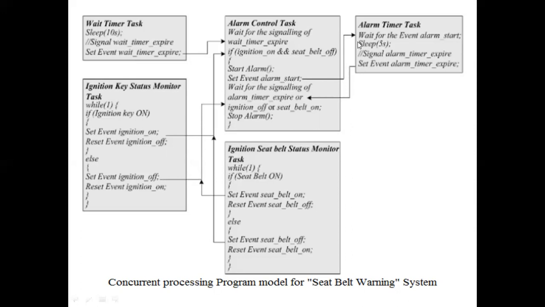Then the alarm timer task waits for the event alarm start, waits for 5 seconds, and after that returns the alarm timer expired. Next, ignition off or seat belt on. The arrows show everything that will be performed here. The seatbelt status monitor checks whether the seat belt is on or off. If it is on, it performs this operation; if it is off, it performs this operation. And this is what the concurrent process program model is.